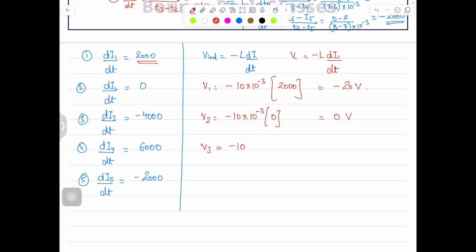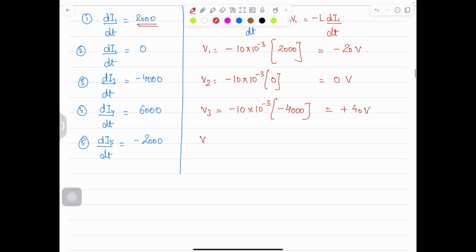V3 negative 10 multiplied by 10 to the power negative 3. What is the value? Negative 4000. So answer should be positive. It should be positive 40 volt. V4 negative 10 multiplied by 10 to the power negative 3 and the bracket 6000. So the answer is negative 60 volt. And similarly V5 negative 10 multiplied by 10 to the power negative 3 multiplied by negative 2000, which is equal to positive, what is the value? 20 volt.